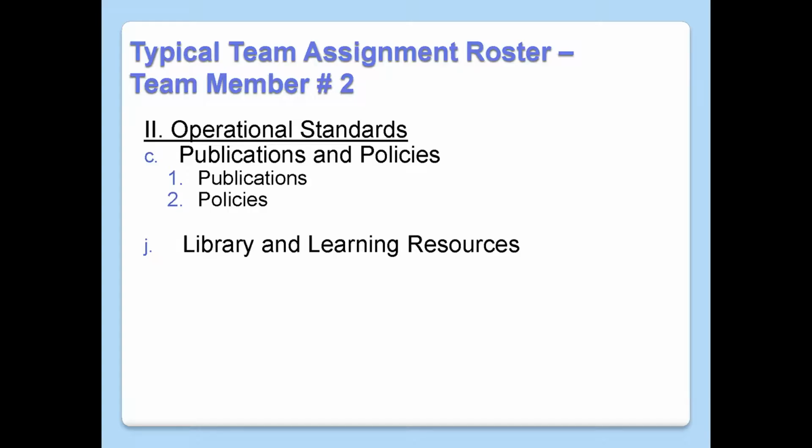So that's generally speaking. Some of these can be adjusted according to the particular need for the school or according to the experience level of the institution. For example, you could actually have the academic person serving as the chair. But generally speaking, this is what a team would look like. Team member number 2 would be evaluating operational standards such as publications and policies and learning and library resources. So usually we're going to pull in someone who oversees the library services or the learning resources for their institution.